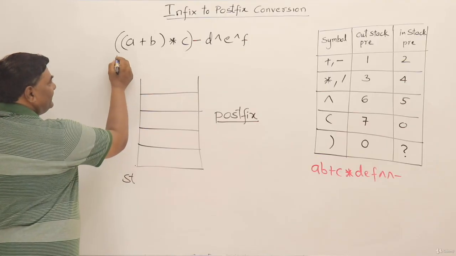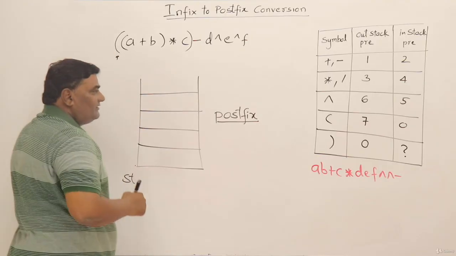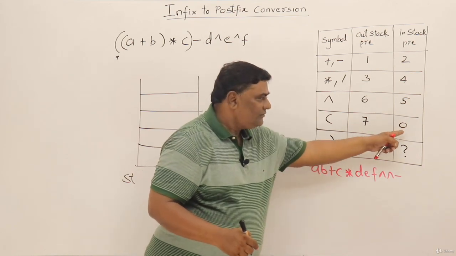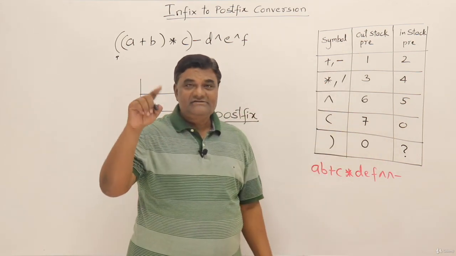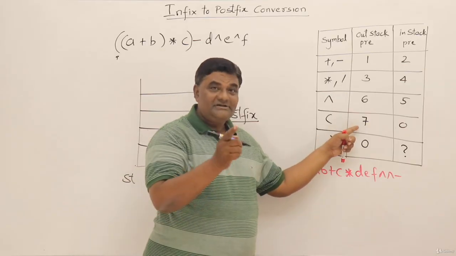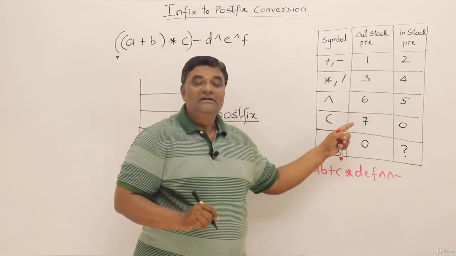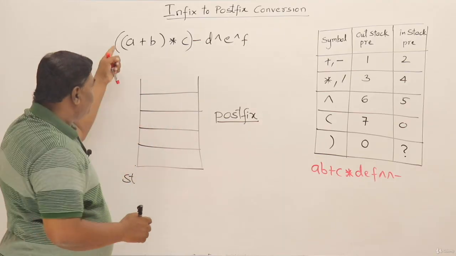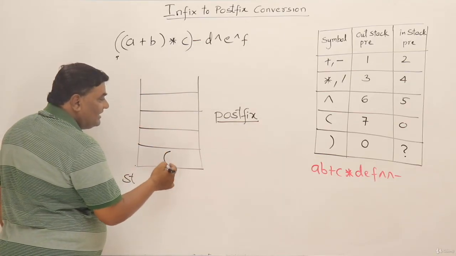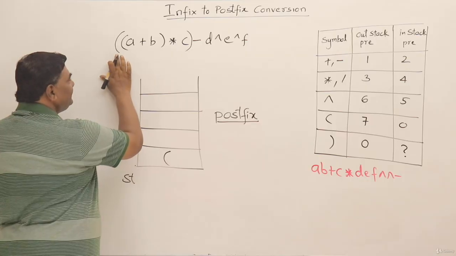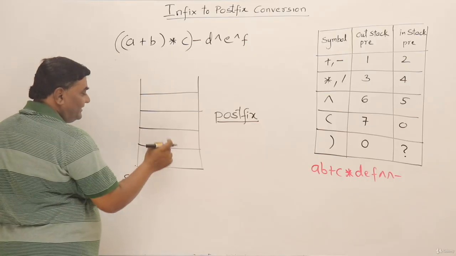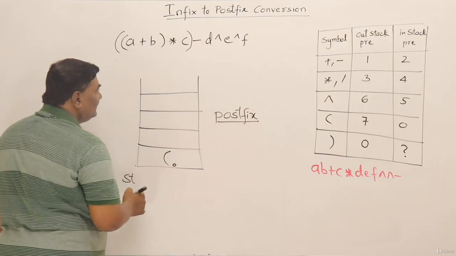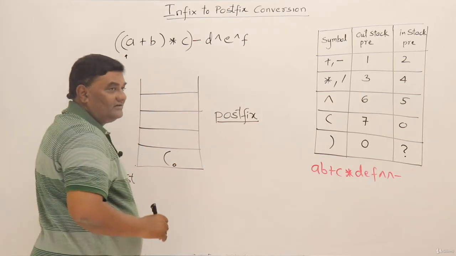So what is the first symbol? Opening bracket. What's its precedence? 7. Why not 0? This is outside the stack. It is not inside the stack. So outside the stack means precedence is 7. Okay. Now, is there anything in the stack? Nothing is there. That is of higher precedence. So push that into the bracket. So once it has come in, what is the precedence of this one now inside the stack? In stack precedence is 0. Okay, this is 0.